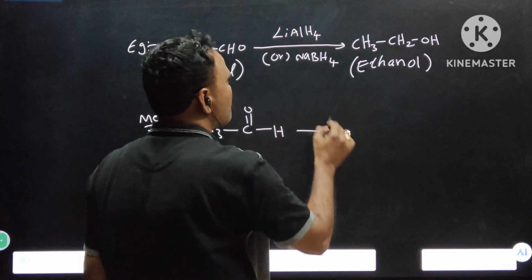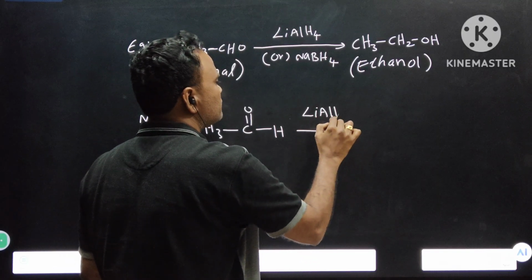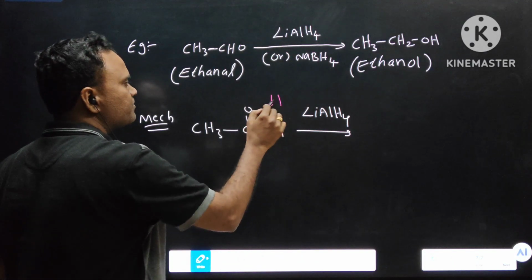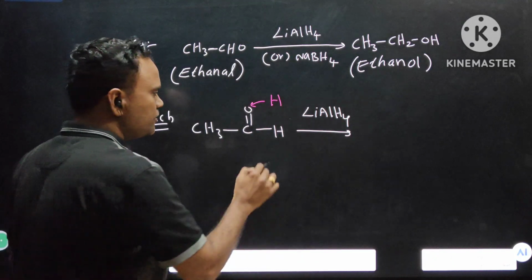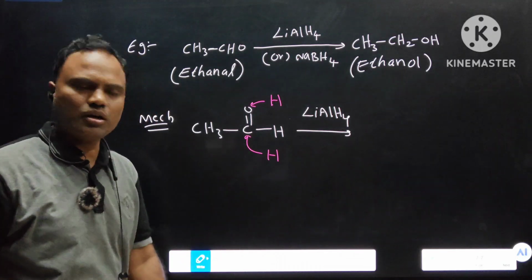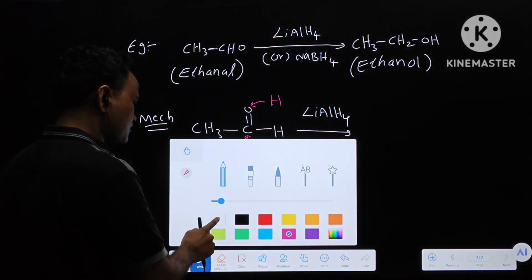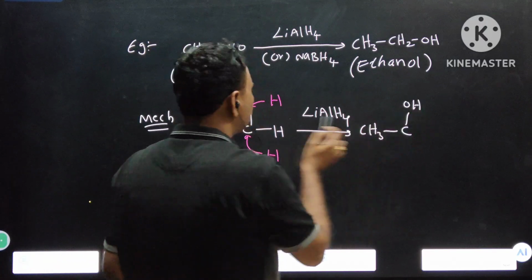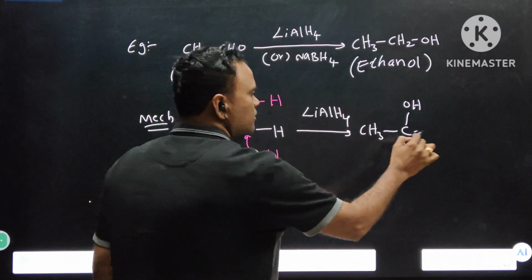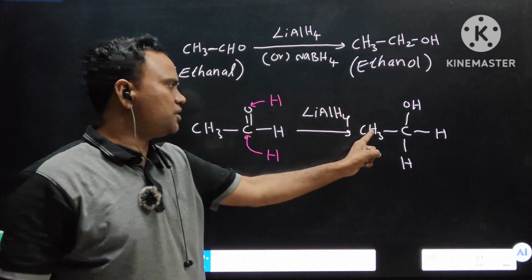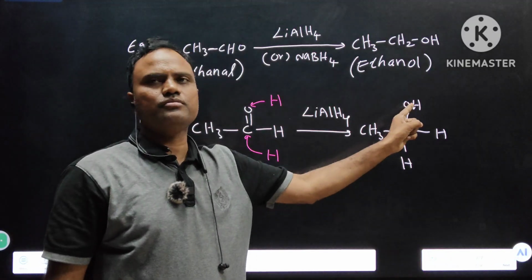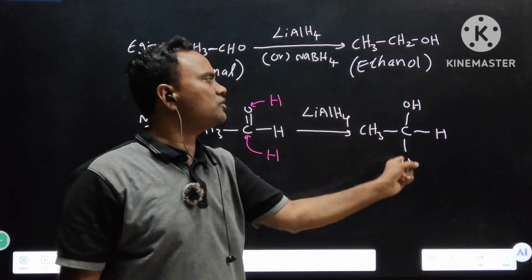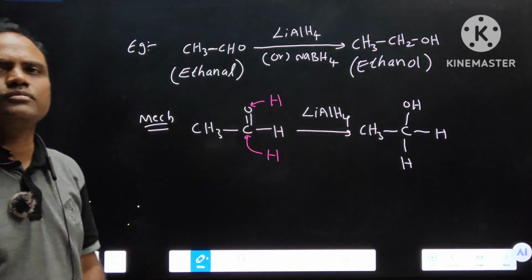Okay. Now, when we use LiAlH4, what happens? Two hydrogen atoms will be added. One hydrogen to oxygen, and hydrogen to carbon, to give CH3, CH, OH. Here H, CH3 CH2OH, CH3CH2OH. This only. Both are the same only. Ethanol.